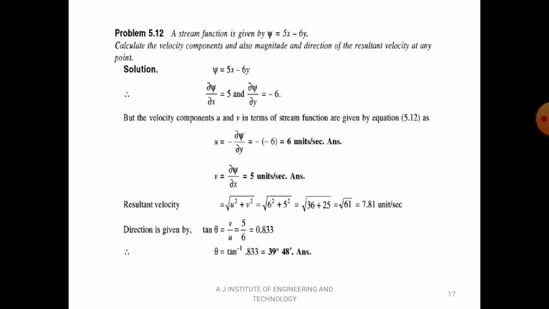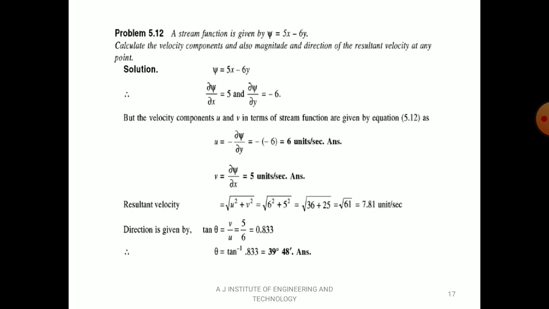Resultant velocity, I already calculated this in the previous lecture on local acceleration and convective acceleration. Resultant velocity equal to square root of u square plus v square. Now we have values of u and v, that is equal to square root of 6 square plus 5 square, that is equal to root 61, or that is equal to 7.81 units per second.